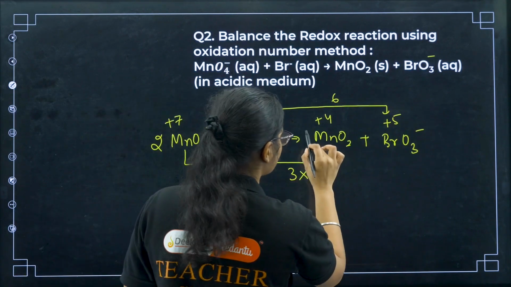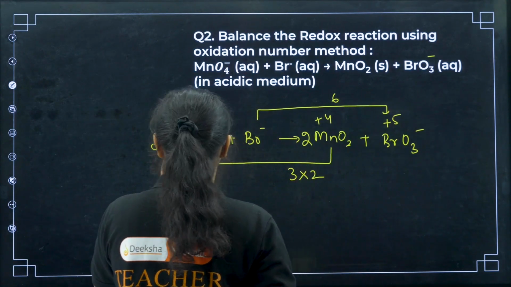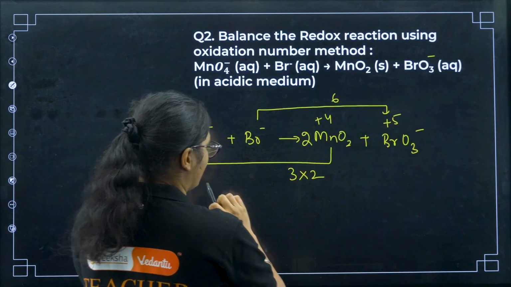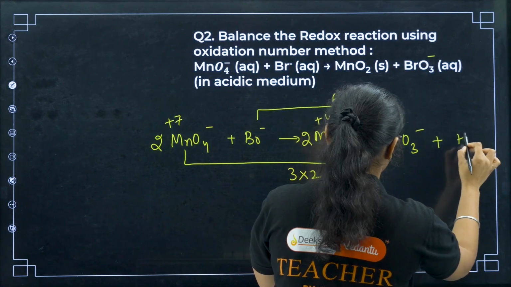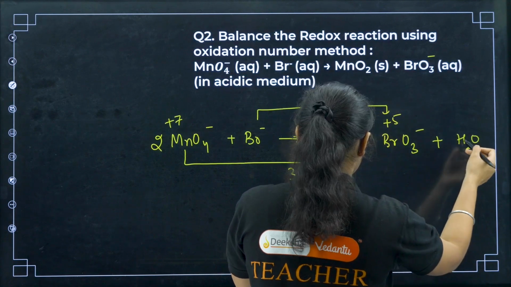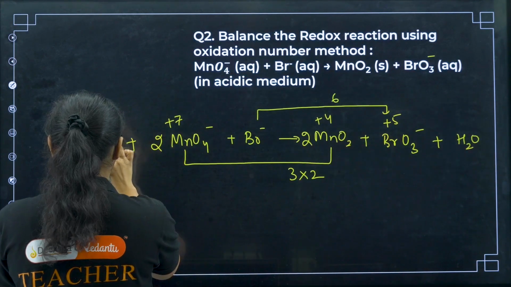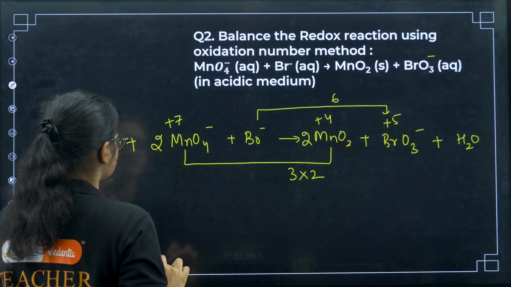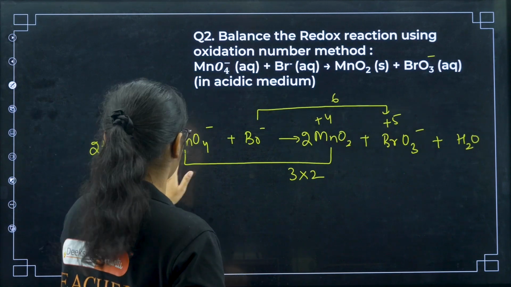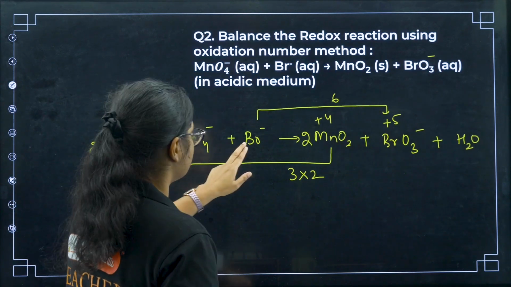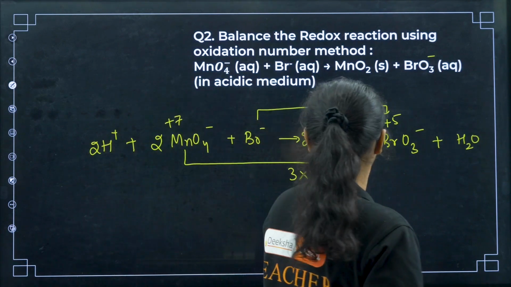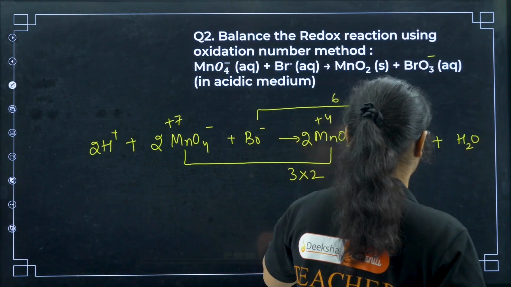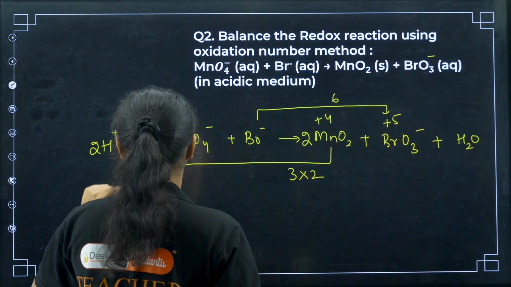So 2 MnO4 and 2 MnO2. Now if you see, oxygen here is 8 and here it is 4 plus 3, 7. So for adding one more oxygen, I will add H2O. Now to get this one, I have got 2H+, so I will add that on this side. So now let us see the atoms: 2 Mn is there, then 1 bromine is there. Oxygen I have 8 and here I have 2 times 4, 3, 7 plus 1, 8 oxygen. Here I have 2 hydrogen and 2 hydrogen.